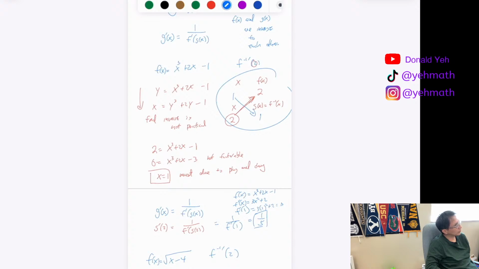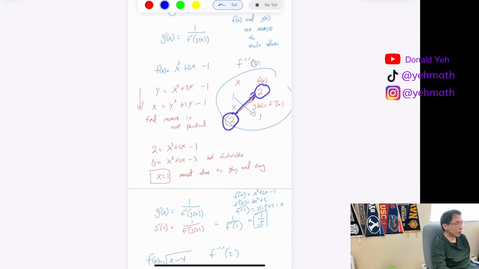Mr. Yang, could you explain how you did the table again? Remember, they were asking inverse at 2, right? So 2 is the output of the original function. I plug in 2 on the output, I plug in 2 here, and I solve for it.